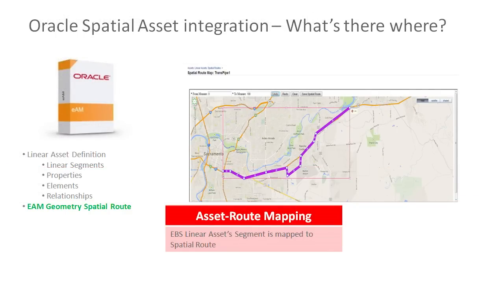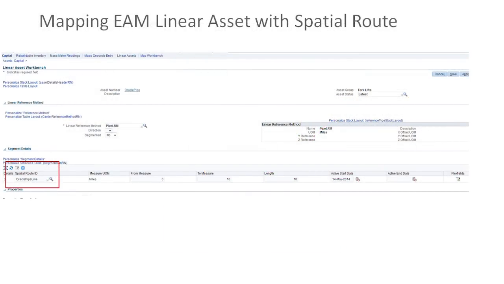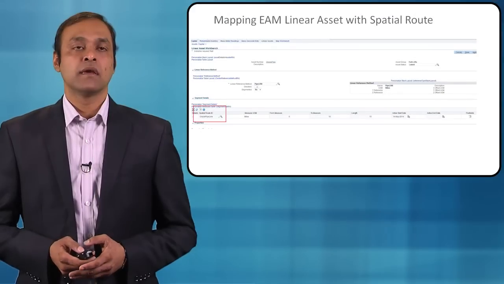All right, so you have the geometry already placed. You draw the geometry, and all you need to do is link this geometry to the linear asset. Similarly to what we saw for the Esri integration, in the same linear asset workbench, if it's Spatial, you have a different column shown called Spatial Route. It's an LOV column, you can click on it, choose the spatial route, and you're all set. The geometry is linked to the linear asset.